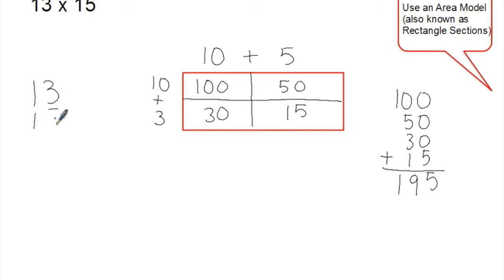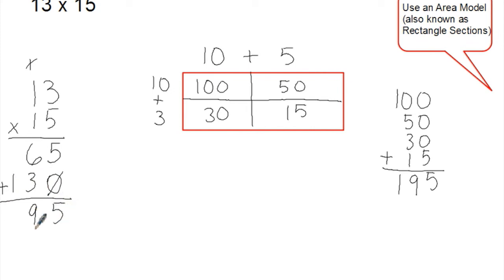We'll go ahead and use standard algorithm just to check our answer. 5 times 3 is 15. Carry my 1 gives us 6. 1 times 3 equals 3. 1 times 1 equals 1. My answer is 195 as well. So the answers do match.